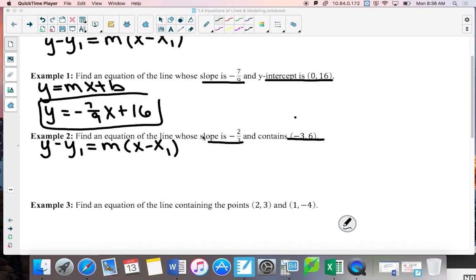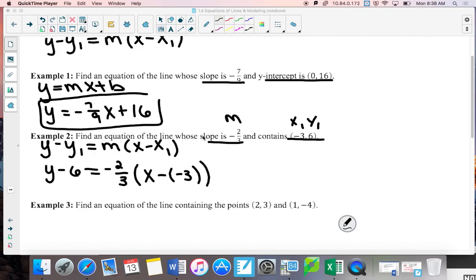Substituting in this ordered pair x sub 1, y sub 1, and just remember that your slope is m. Just putting in those pieces, we get y minus 6 equals m. M is negative 2/3 times x minus a negative 3. Now, we want to simplify this minus a negative, so we could rewrite this as y minus 6 equals negative 2/3 times x plus 3. And if the directions do not specify, you can be done. So this answer would work on a test if the directions just said write an equation of a line.